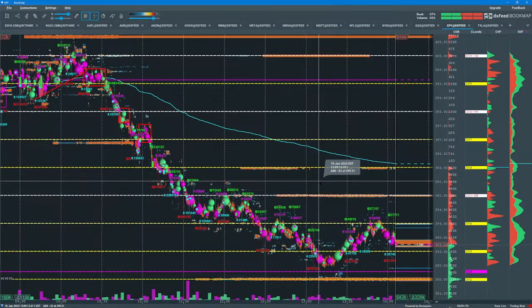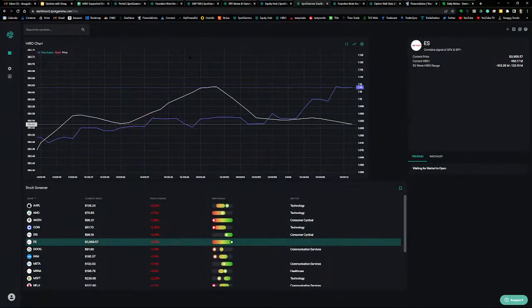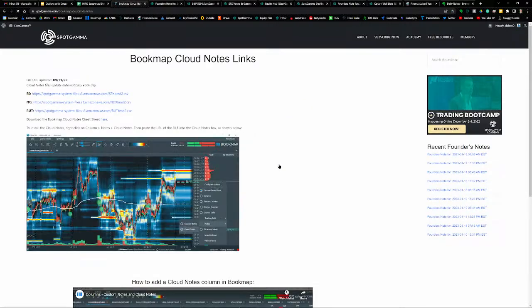All right, let me check for questions. Adam B asks, how do we add Spotgamma to Bookmap? I'm already subscribed to Spotgamma. Then what you need to do is just set up Cloud Notes. So you go to your portal, and I use this right here, Bookmap Cloud Notes, and there are instructions in the files to load.